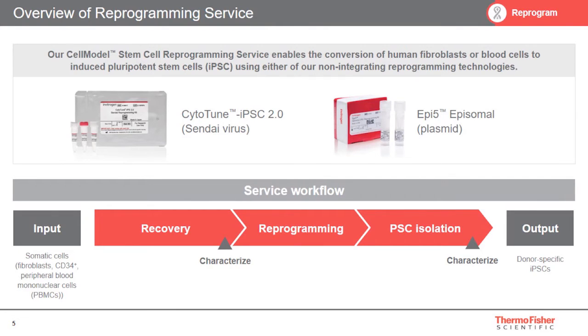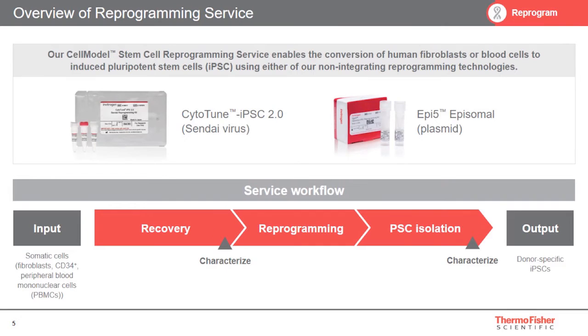The second is an efficient method that employs the CytoTune iPSC 2.0 reprogramming kit, and that kit uses a Sendai virus in order to deliver the reprogramming factors. These methods support the reprogramming of a wide range of cells that include fibroblasts, CD34 positive cells, as well as peripheral blood mononuclear cells or PBMCs.